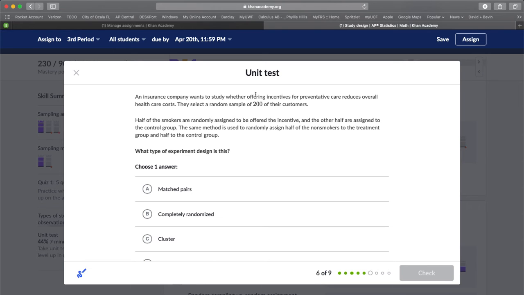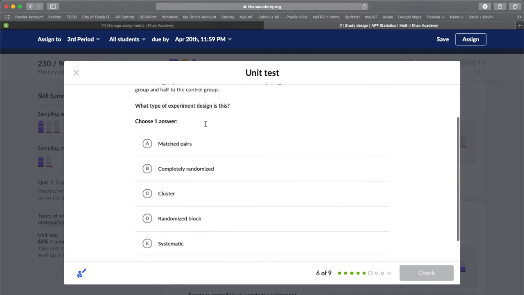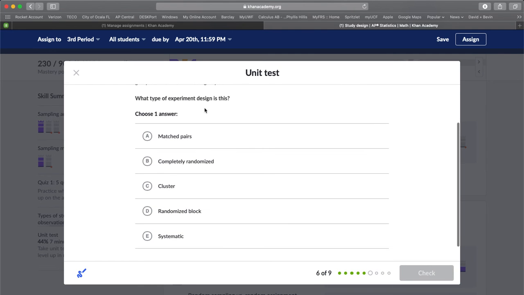Up next, an insurance company wants to study whether offering incentives for preventative care reduces overall healthcare costs. They randomly sample 200 of their customers. Half of the smokers are randomly assigned to be offered the incentives, and the other half are assigned the control group. The same method is used for non-smokers, and half of them get the treatment and half don't. And this is an experimental design using a randomized block.